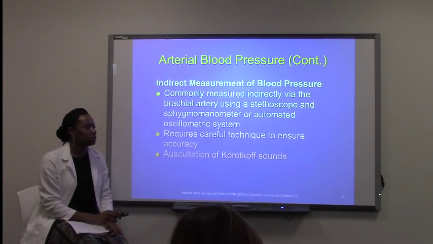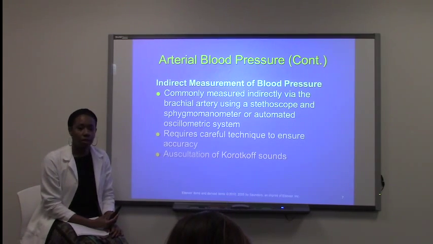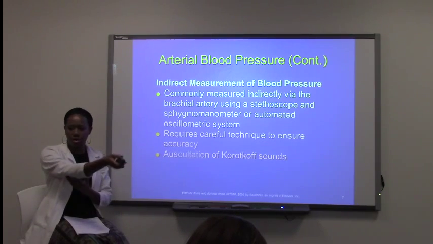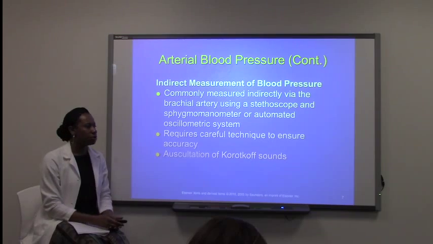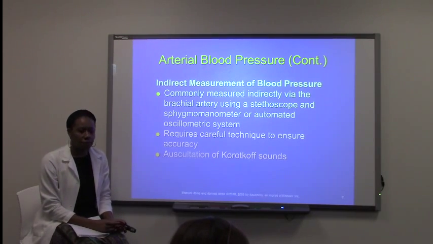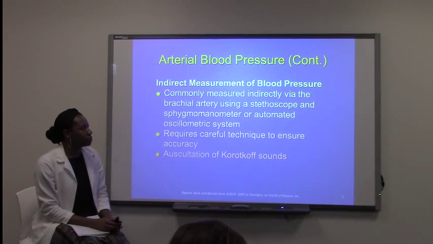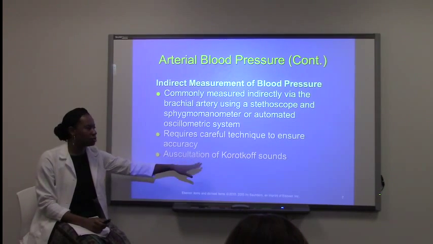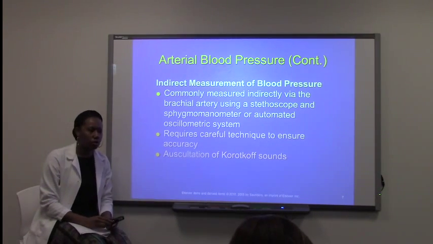Indirect measurement is the one that we know, normally using the blood pressure cuff and the stethoscope, making sure the arm's at heart level and following all the protocol measurements you use for that. Making sure you use careful technique, obviously, when taking the blood pressure. This one will give us a reading, diastolic and systolic, and we do listen for the auscultation of cortical sounds.